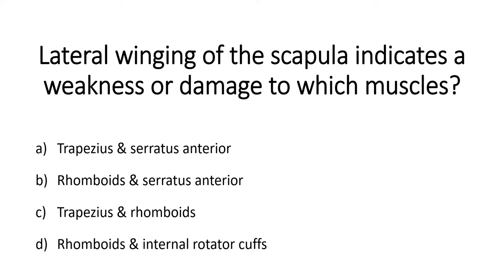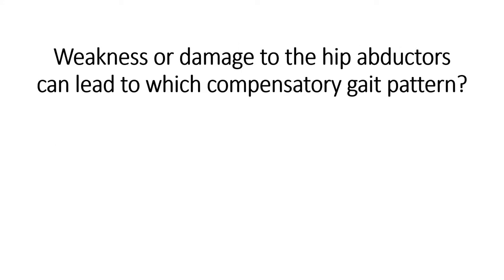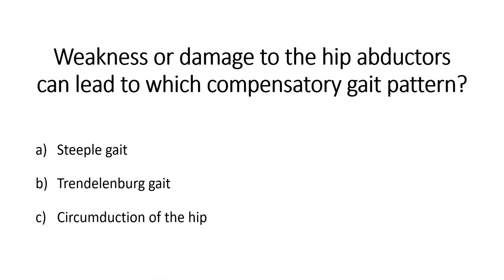Okay, moving on. Weakness or damage to the hip abductors, abductors, just to emphasize that there, can lead to which compensatory gait pattern? Is it A, the steeple gait, B, the Trendelenburg gait, C, circumduction of the hip, D, the quadriceps avoidance gait? Weakness of the hip abductors will cause which compensatory gait pattern? Steeple gait, Trendelenburg, circumduction of the hip, quadriceps avoidance.